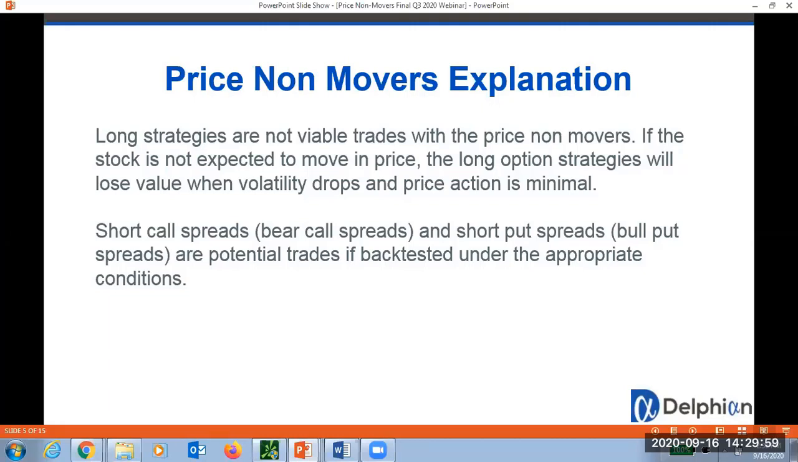Short call spreads, which are also bear call spreads, and short put spreads, which are also bull put spreads, are potential trades if backtested under the appropriate conditions. So depending on if you have a bias to one side of the market or the other, based on the particular stock and coming into earnings, you can always test out different strategies, like a short call spread or a short put spread, to see if that strategy might be more optimal than some of the other ones that we are using.